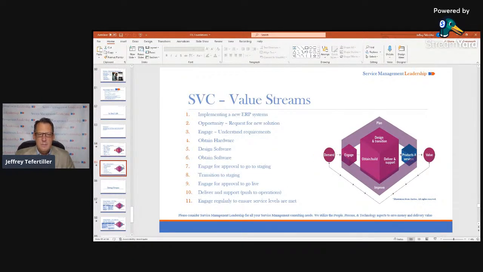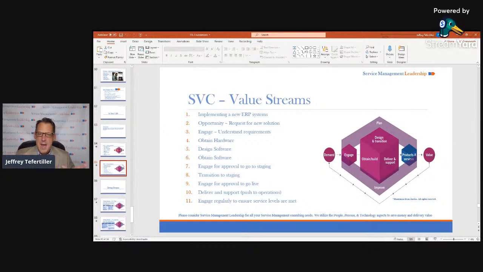So let's look at another one. You're implementing a new ERP system. Your company doesn't have SAP, Oracle, or one of the others. So you'll have an opportunity that comes through. There's a request for a new solution. You'll engage to understand the requirements. You'll obtain the hardware. You see obtain build. Then you'll see the design transition. You'll design the software. You obtain the software, all the different pieces and integrations.